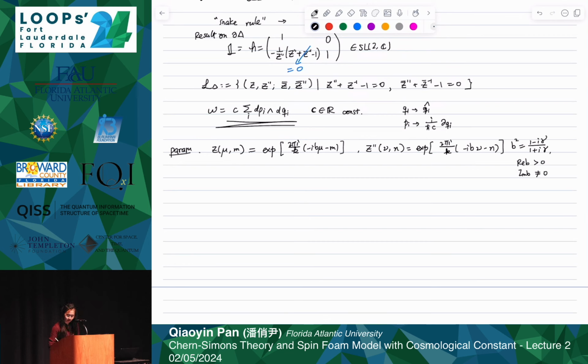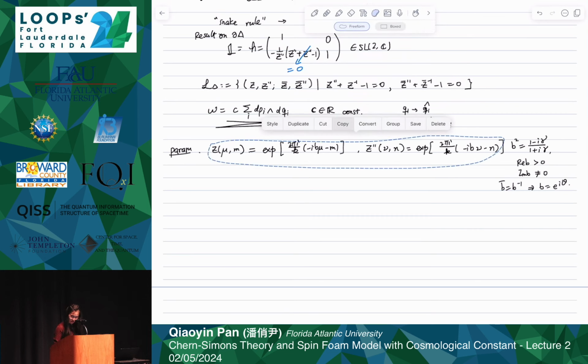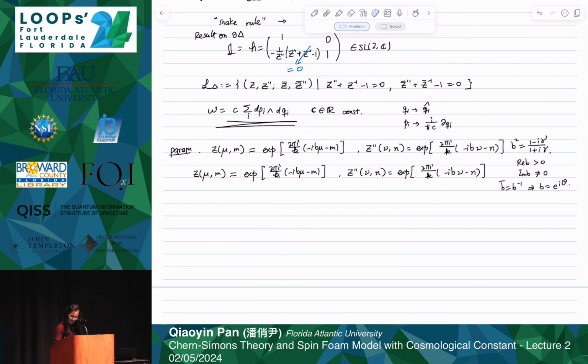You also realize that if I take the complex conjugate of b, it gives me b inverse, which means that b is just a phase factor. It must be able to be written in this way. This is a parameterization of z. I can do the same thing for z bar, just by taking the complex conjugate of it. Then I just change b to b inverse, because b bar equals b inverse, and change minus m to plus m. And here is the same thing.